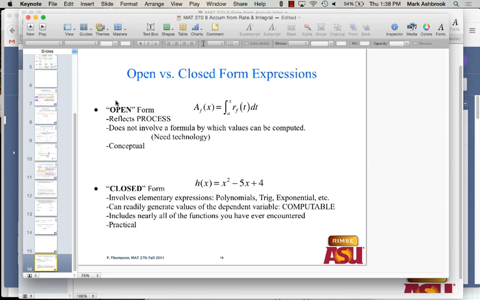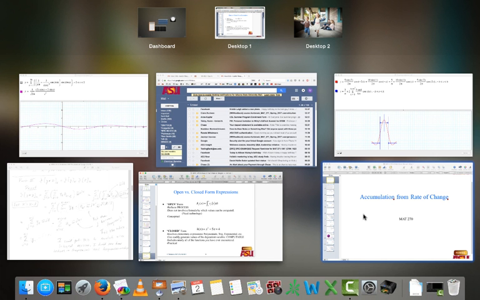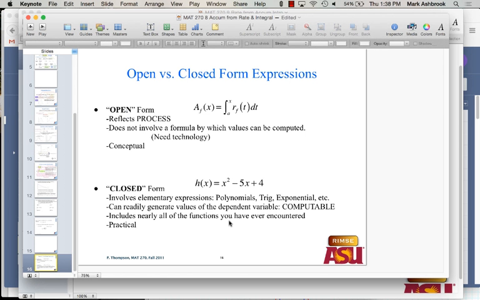Okay, so that's just a review of a little bit of what we talked about last time, because we're going to use this language a lot now, open versus closed form. Are there any questions about that? This is going to be a theme in what we're doing coming up. And so, the next thing.